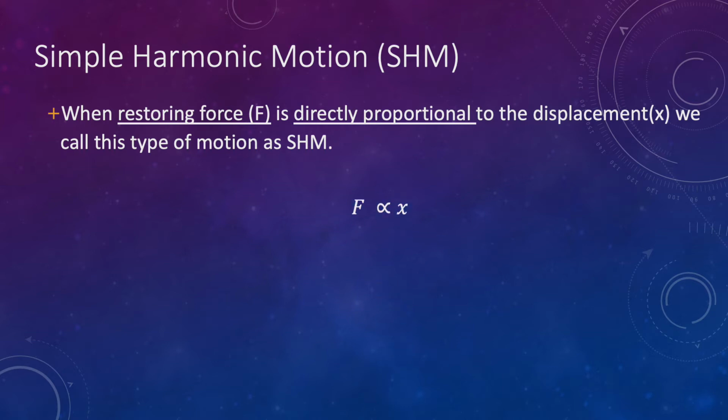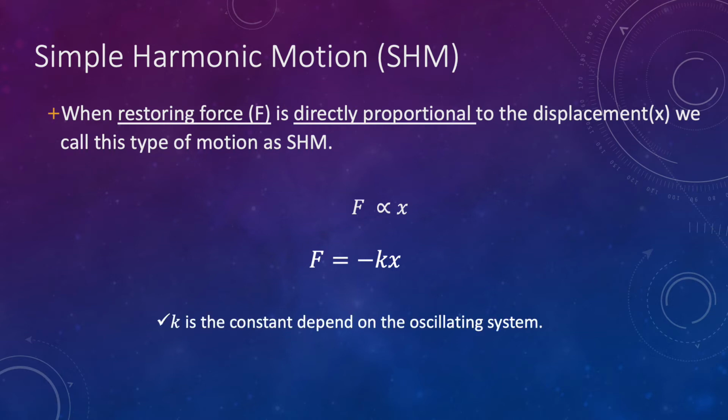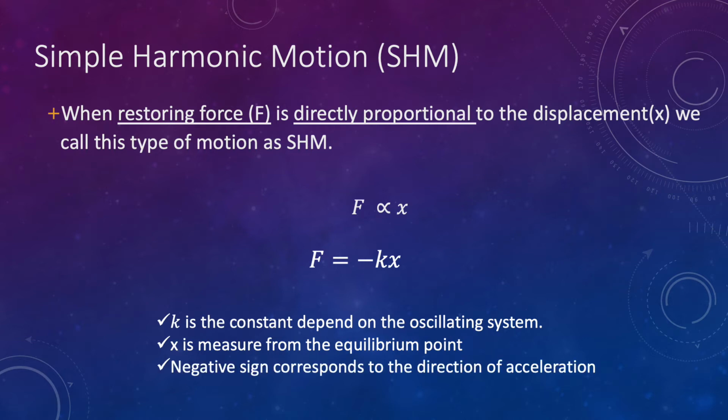Now we can write the equation for simple harmonic motion using a proportional constant k. F equals negative k times x. k is a constant dependent on the oscillation system. For example, for a spring type oscillator, this is the spring constant. x is the displacement measured from the equilibrium, and this negative sign means the direction of the force is opposite to the direction we measure the displacement or the movement.